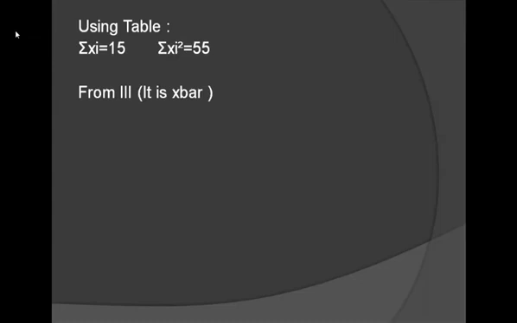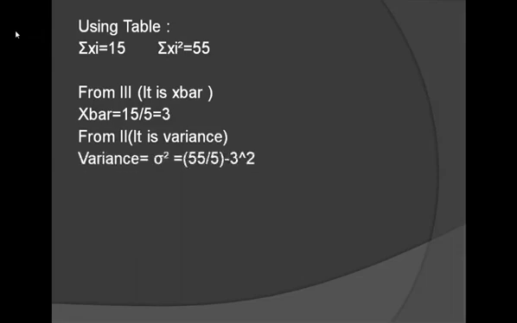It is of x bar. X bar is equal to summation x of i upon n. Here summation x of i is 15 divided by n, which is 5. 15 divided by 5 is equal to 3. Then we use statement number 2. It is of variance. Variance is equal to sigma square, and sigma square is equal to summation x of i square, 55, upon n, 5, minus x bar raised to 2, 3 raised to 2, because your x bar is 3. Solving this, we get sigma square is equal to 55 upon 5 is 11, minus 3 square is 9, 11 minus 9 is equal to 2.